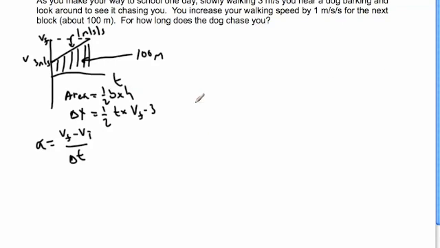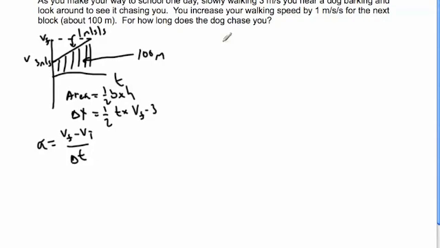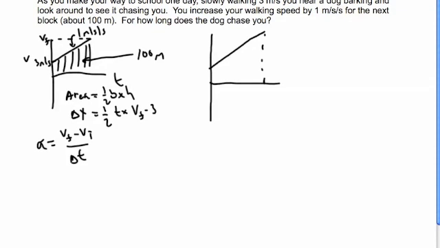Let's go back to this page. Notice that this graph, I guess I'm going to redraw this here for you. Notice that this graph is really made up of two sections. There is a triangle and a rectangle.